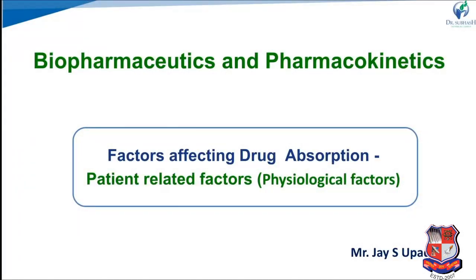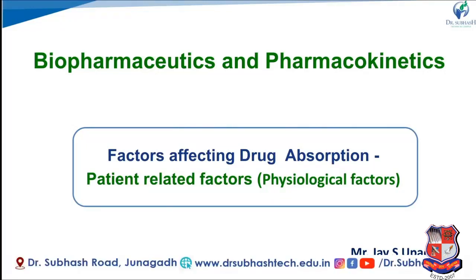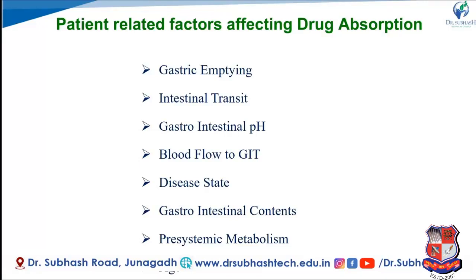Hello everyone. Today we are going to discuss the factors affecting drug absorption, the third factor, that is patient related factors, or we can call them physiological factors or biological factors. In patient related factors, these are the factors affecting drug absorption: gastric emptying, intestinal transit, GI pH, blood flow through the GI tract, disease state, GI contents, the presence of content in the GI, pre-systemic metabolism, and age.